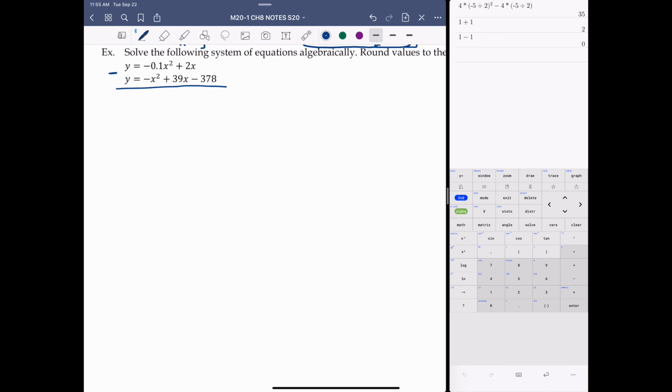1y take away 1y, that's just gone. So 0 equals negative 0.1 x squared, take away negative 1x squared. So negative 0.1 minus negative 1 gives us positive 0.9x squared. Next I have 2 take away 39. 2 minus 39 is negative 37, so minus 37x. And then 0 minus negative 378 gives us positive 378.